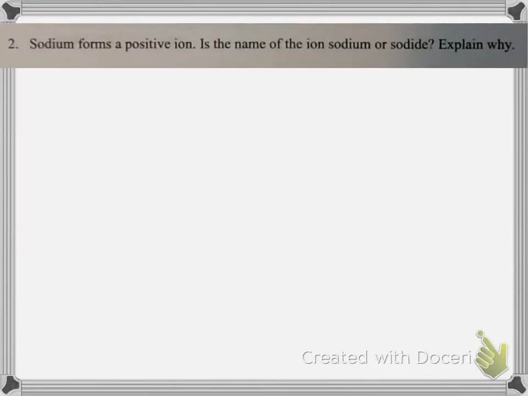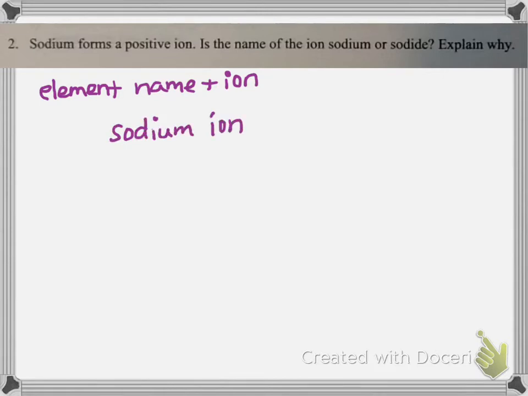Number 2, sodium forms a positive ion. Is the name of the ion sodium or sodide? Explain why. Well, again, positive ions, it's the element name plus the word ion. So it is sodium ion. And I really don't like this choice here because it should have the word ion after it. So sodium ion, because the names of positive ions are the same as the name of the atom with the word ion behind it.